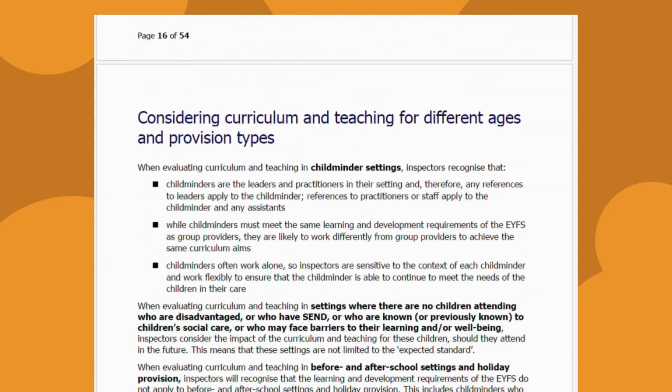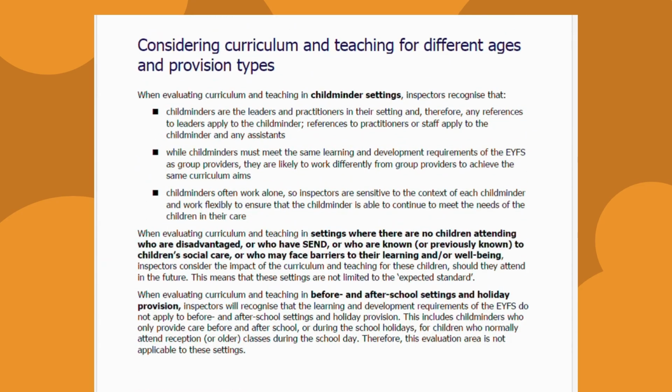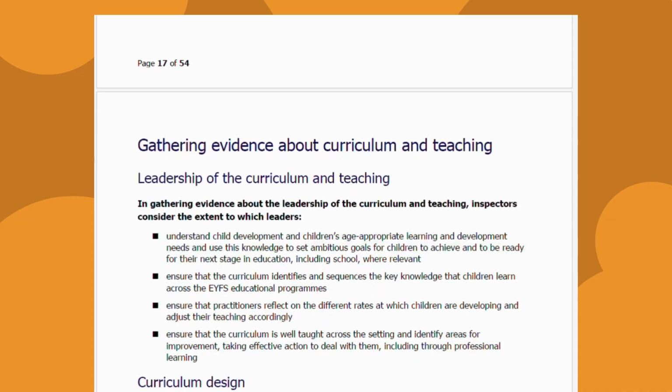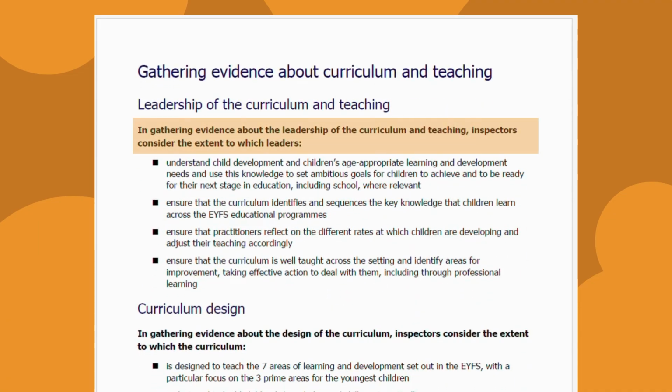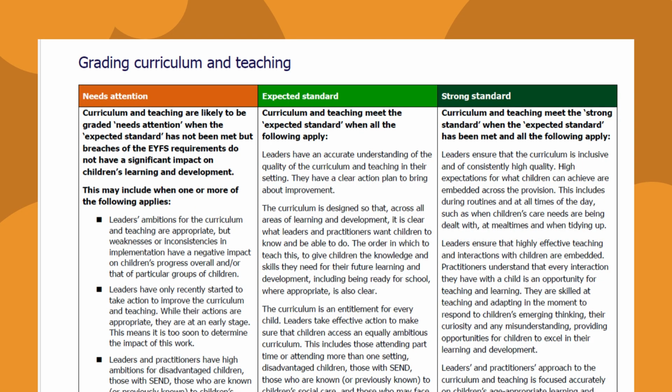The next page shows the considerations for different ages and provision types. Here you will find detailed what inspectors recognise for childminder settings. Moving on to the next page, and you will see listed what inspectors consider when gathering evidence about that evaluation area. The next section of the toolkit is the grading.